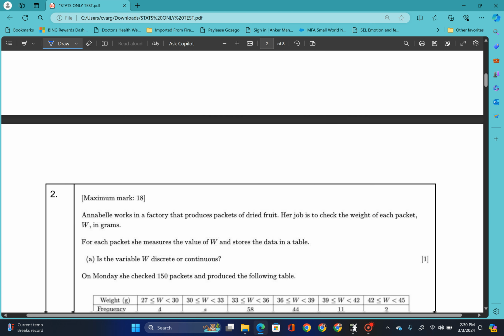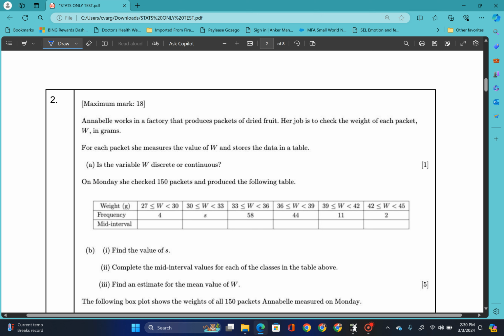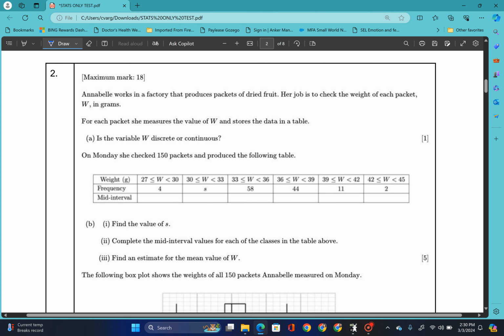All right. For the next one, we have a question that has a table. The first thing they're asking us is: is the variable W discrete or continuous? So W, you can take a look, is weight in grams, okay? The weight of the packets of dried fruit does not have to be whole numbers, right? Our weight can be like 27.3. Since it can be a decimal or a fraction, we are going to write that it's continuous. It doesn't have to only be a whole number or a counting number.